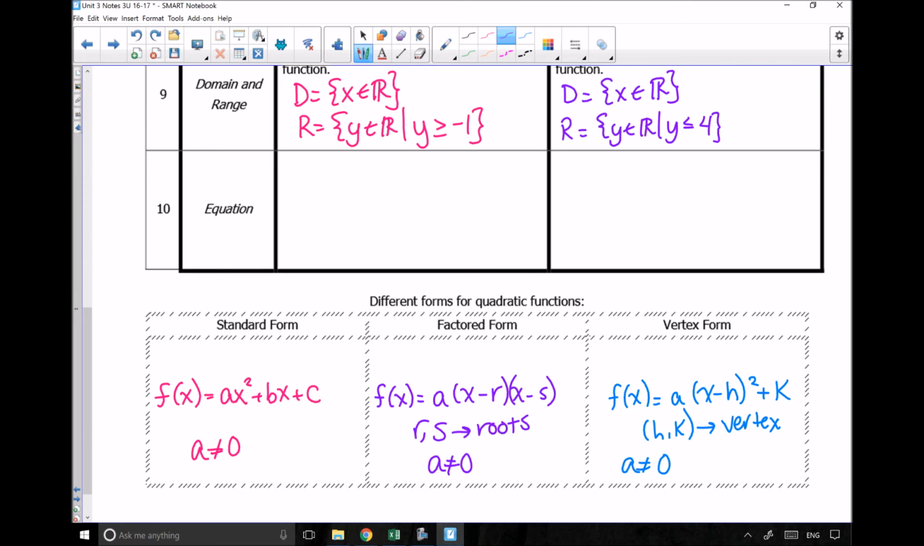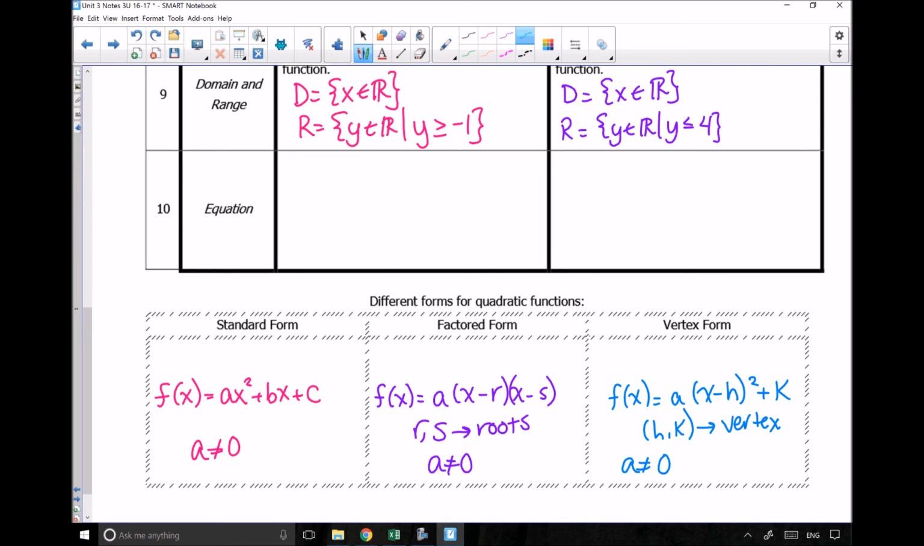Okay, so now we need to find the equation of graph A. So standard form isn't going to be really that helpful to me right now. I'm either going to use factored form or vertex form, okay? I'm going to do graph A using factored form, and then I'm going to do graph B using vertex form. And I want you to see that either way, you'll still get the same answer, okay?